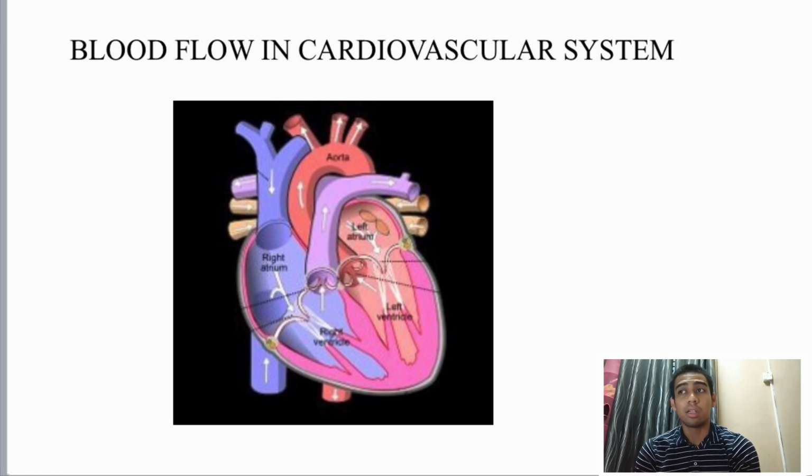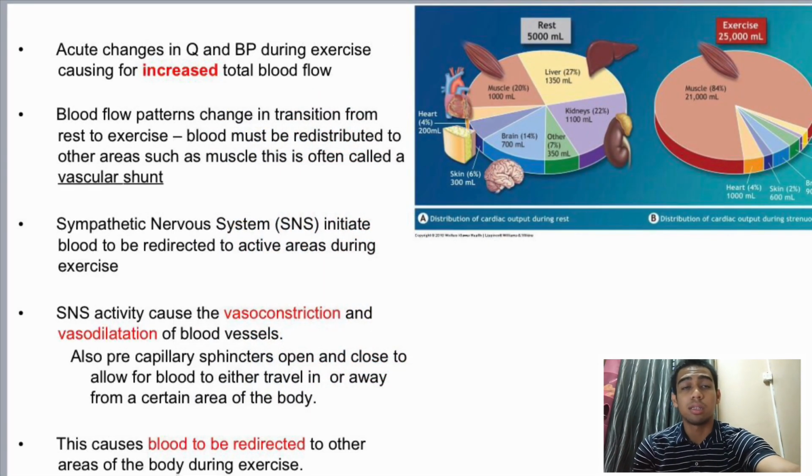Then blood in the left ventricle goes through the aortic valve to the aorta and to the whole body. Cardiac output at rest is 5,000 milliliters, while during exercise it is 25,000 milliliters. During exercise we use more blood than at rest.